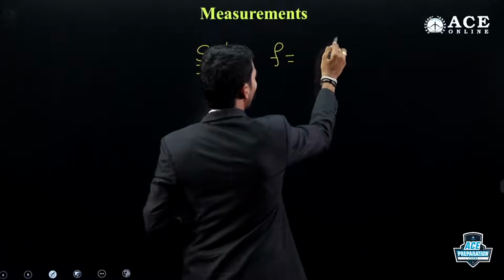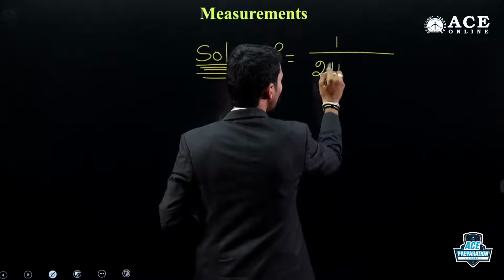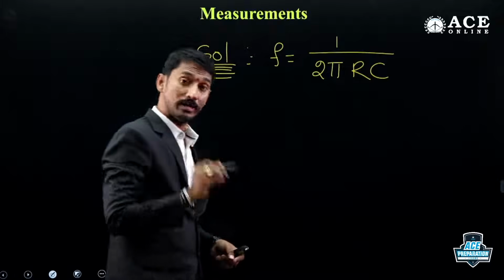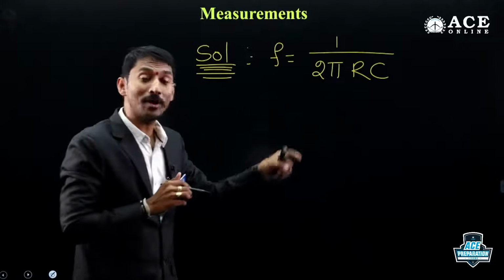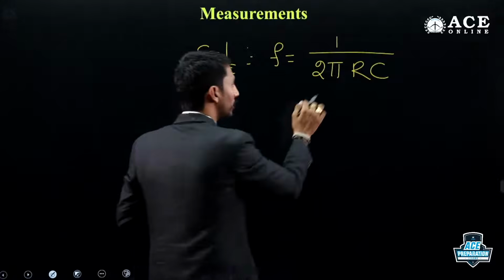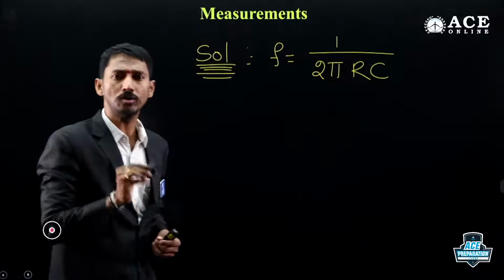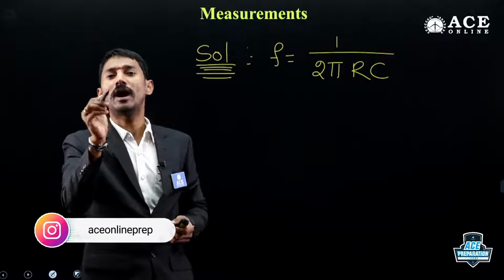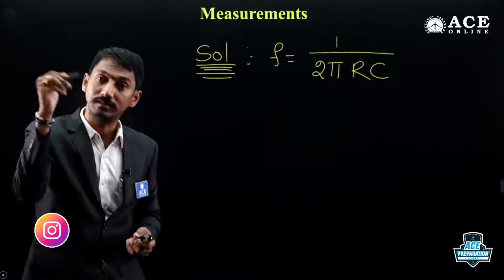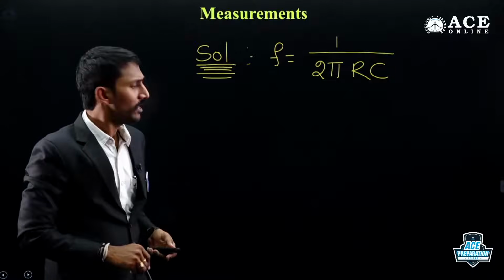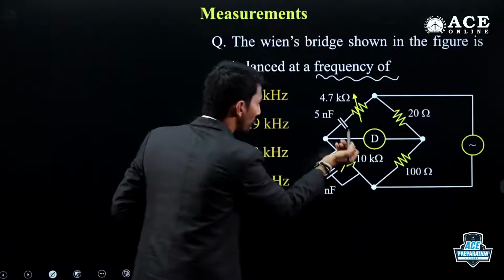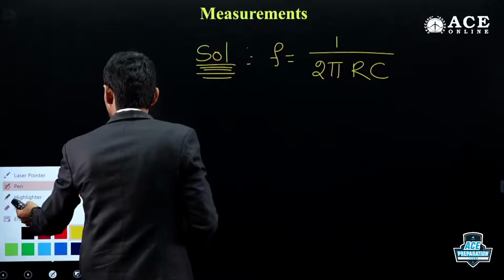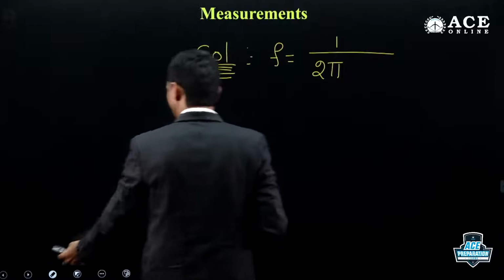f is equal to 1 by 2 pi, right? Generally every student knows that, sir, 1 by 2 pi RC, no? Yes, 1 by 2 pi RC, but this is not the direct formula. Actually speaking, root of R1, R2, C1, C2 will be there. But after the assumption, if R1 equals R2 and C1 equals C2, then this value will be there. Okay, let us verify. Sir, R1 is 10 kilo, R2 is 4.7 kilo, not the same. Therefore, we cannot use this formula directly. So that's why the basic formula.